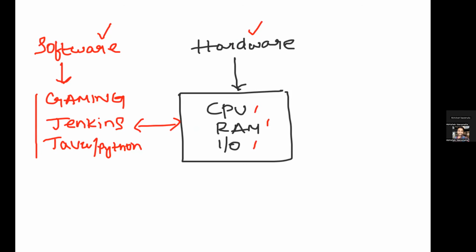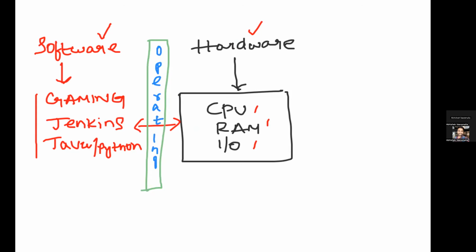There has to be a medium between your software and hardware, that is nothing but your operating system. So what is the operating system? Operating system is something that acts as a bridge between your software and hardware. It serves as a medium for the communication between your software and hardware. That is the definition of your operating system. So whether it is a Linux operating system, whether it is a Windows operating system or anything.